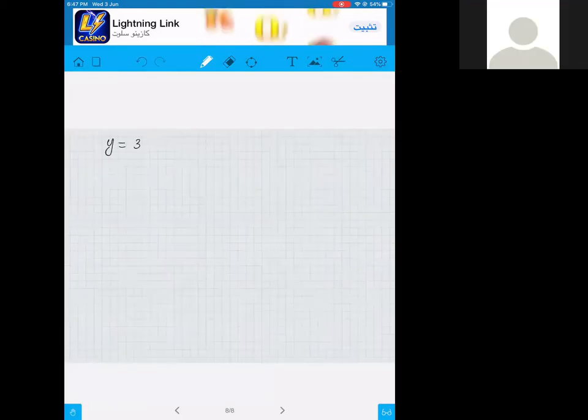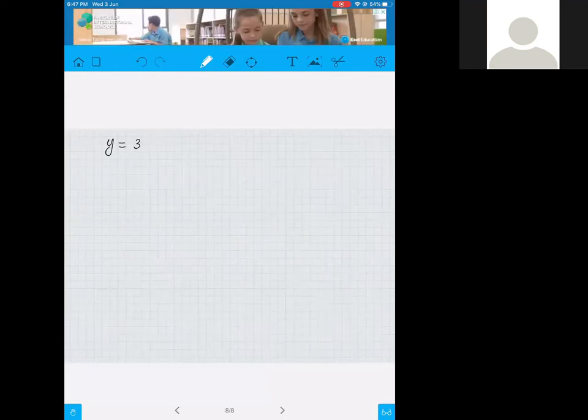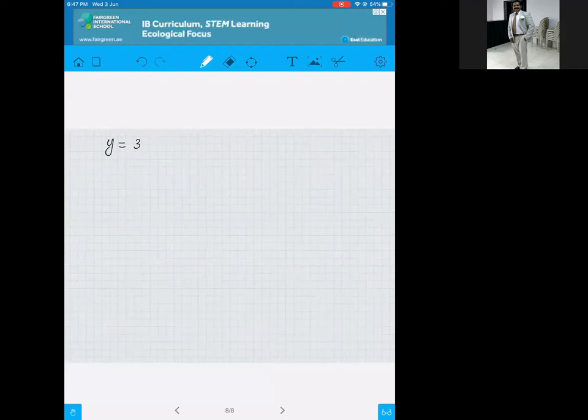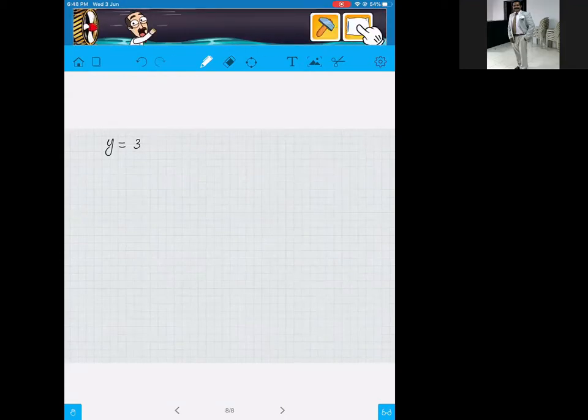Okay. So suppose I need to draw the line y is equal to 3. So how to represent this y is equal to 3? What is the meaning of this? X can take any value, but y remains the same.